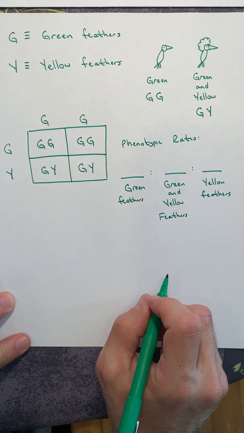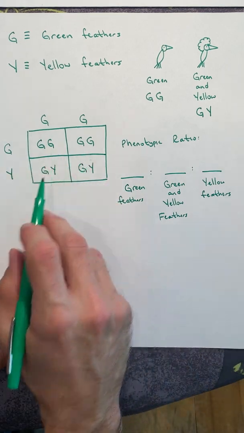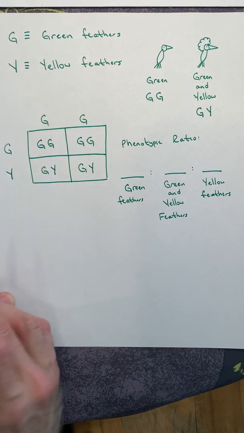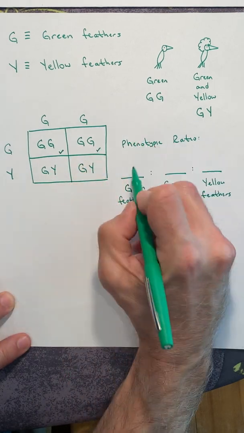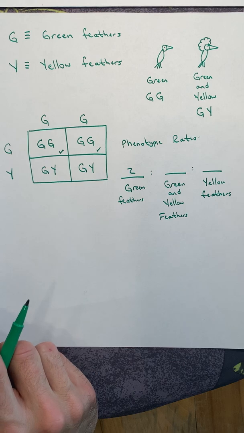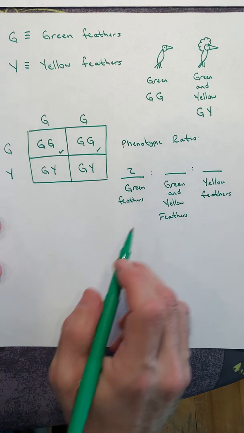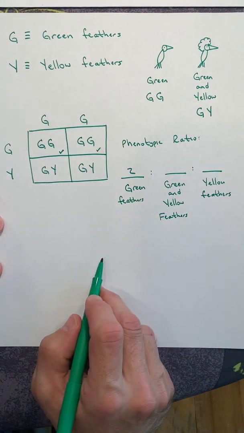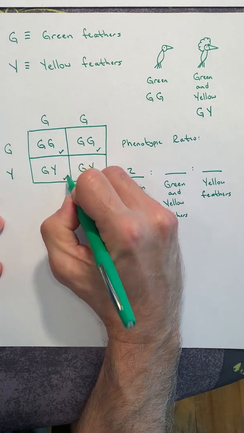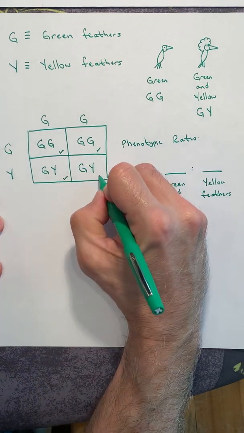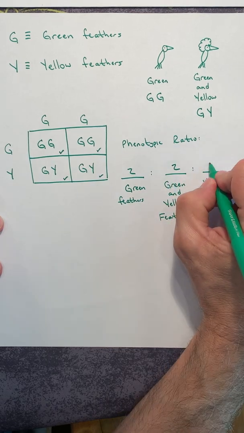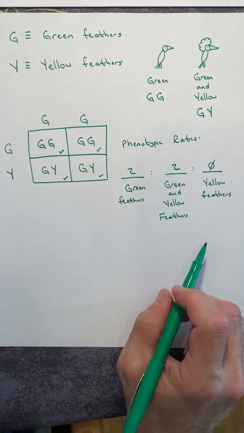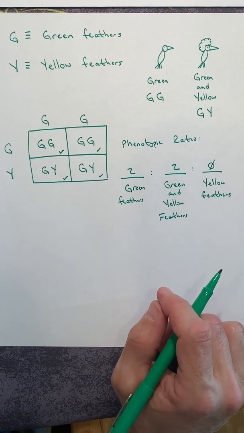Like such. All right, so how many of these individuals are green? That one's green. That one's green. So 2. What about green and yellow? That one's green and yellow. That one's green and yellow, for 2. How many are just yellow? 0. So there's question number 3.